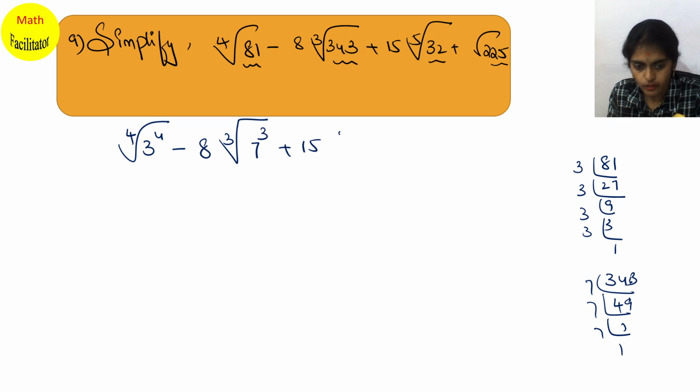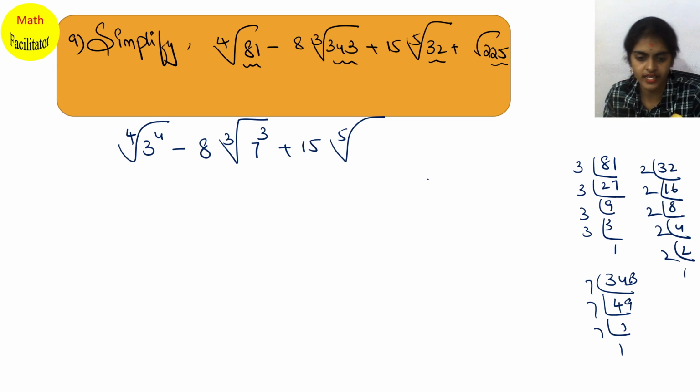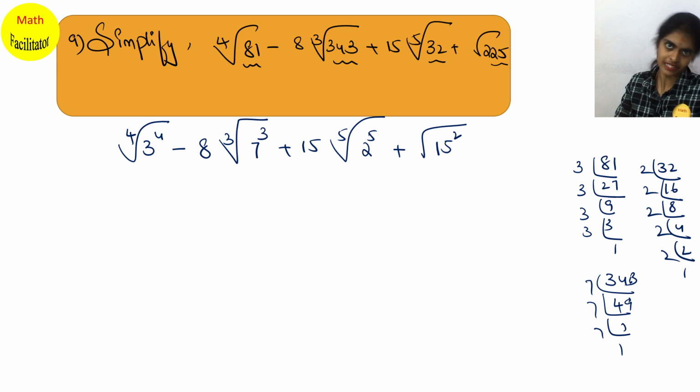Plus 15 into fifth root of 32. 2 16s are 32, 2 8s are 16, 2 4s are 8, 2 2s are 4, 2 1s are 2. So you can write it as 2 power 5. Plus root 225 is nothing but 15 square, because 15 into 15 is 225.